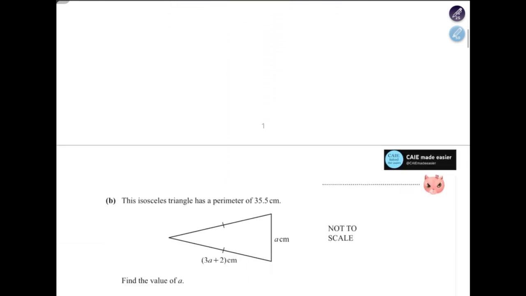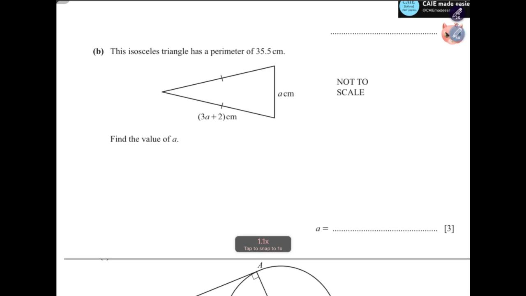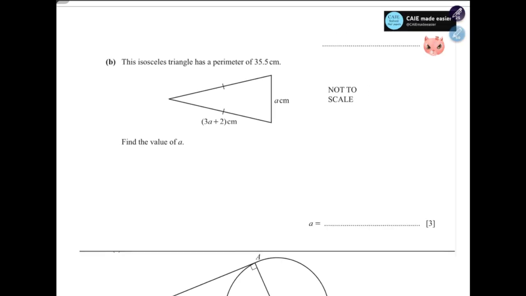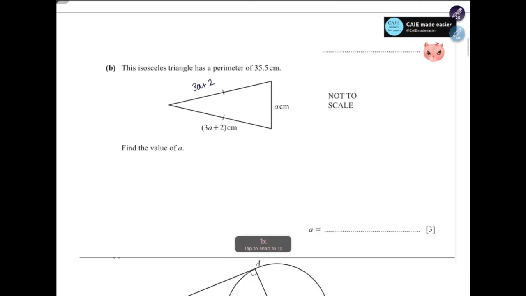Let's get started. Now, this isosceles triangle has a perimeter of 35.5 centimeters, and you can see these two lines. This shows that these are both 3a plus 2, like the lengths are equal. Now the third length is a. So the perimeter basically means add all sides. So 3a plus 2 plus 3a plus 2 plus a.